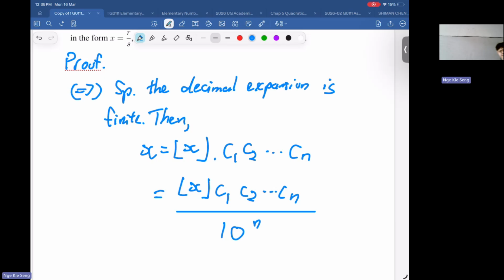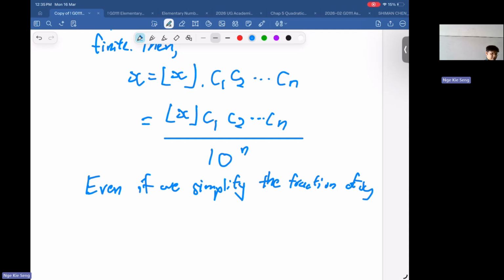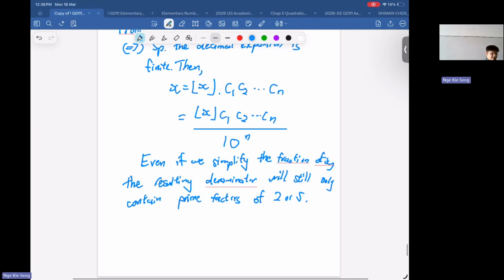Okay, so this is part of it. So this is one direction. If we simplify the fraction x, the resulting denominator still only contains prime factors 2 or 5. Okay. How about the other direction?